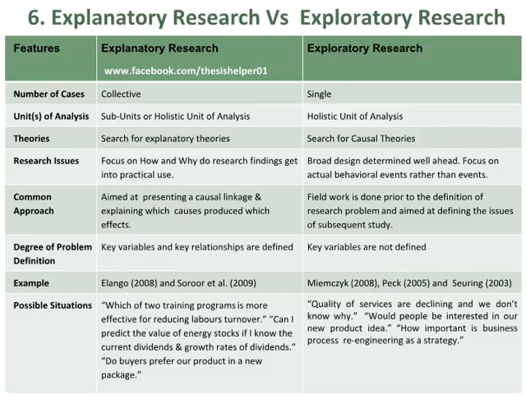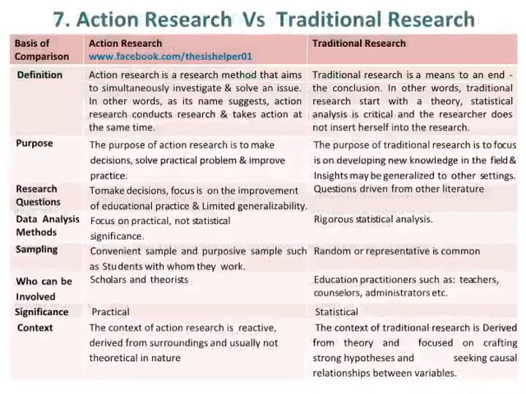Whereas, possible situations in exploratory research are: quality of services is declining and we don't know why. Would people be interested in our new product idea? How important is business process re-engineering as a strategy? While action research versus traditional research. Action research is a research method that aims to simultaneously investigate and solve an issue. In other words, as its name suggests, action research conducts research and takes action at the same time. Whereas traditional research is a means to an end, the conclusion.